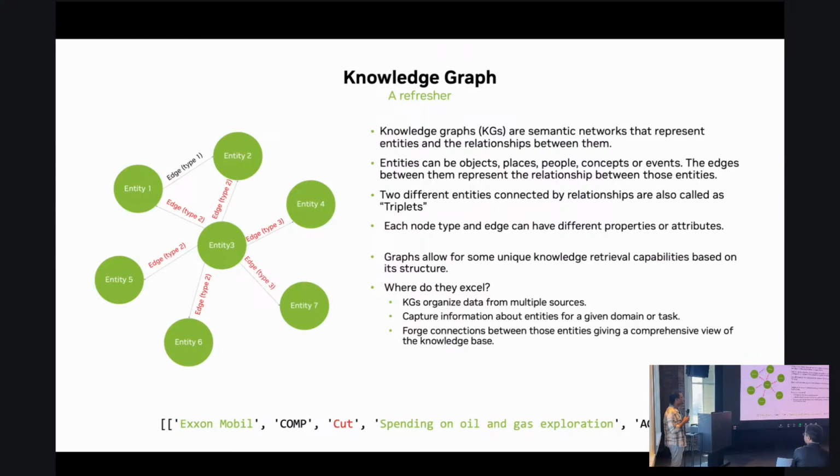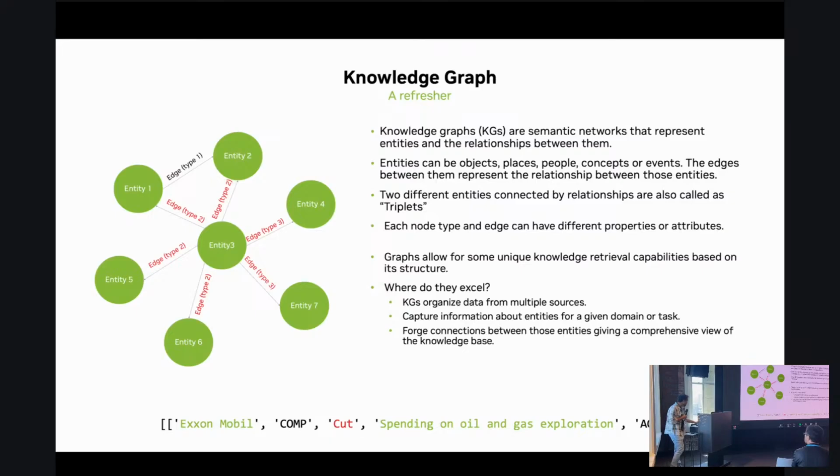In this case, we're looking at a finance domain example. We're trying to take in data from sources like news feeds, and split that up into, for example, ExxonMobil is cutting spending on oil and gas. ExxonMobil is a company, cut is the actual relation there, and the activity is the spending. We take that information from unstructured news info and add it into a knowledge graph.